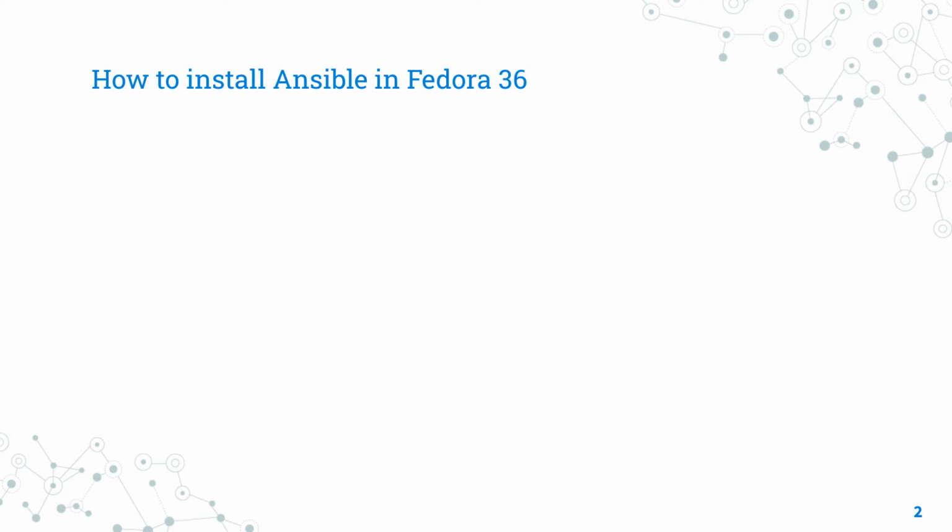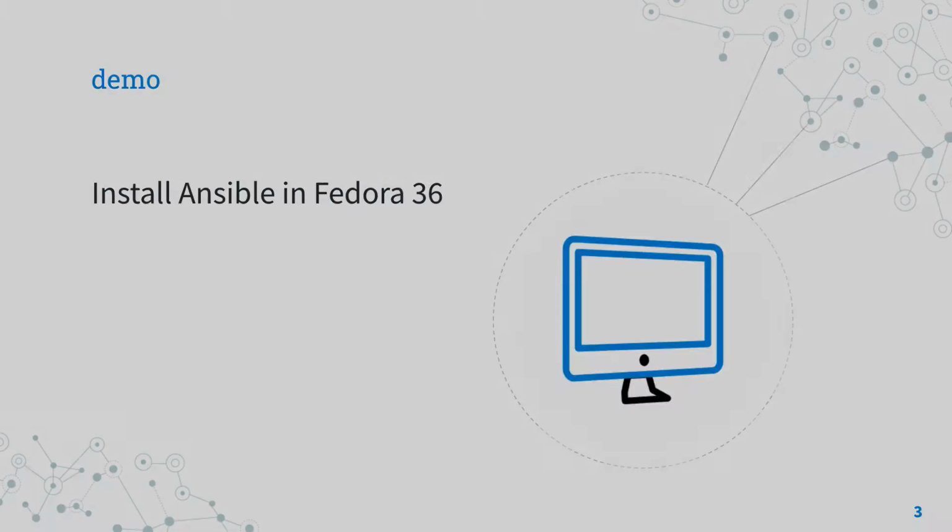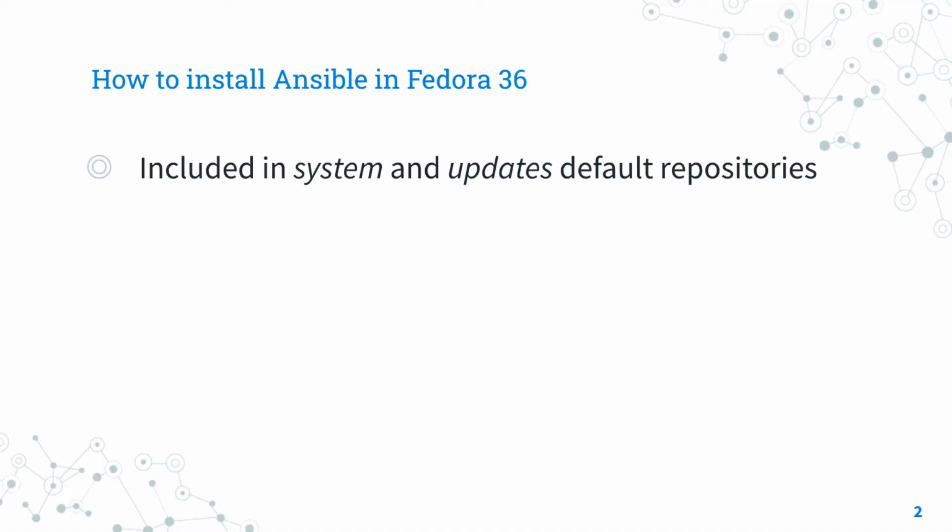Today we are talking about how to install Ansible in Fedora 36. The good news is that Ansible is included in the default repository, so you could install it simply with your usual DNF package manager. You could expect the latest version of Ansible in the updates repository.